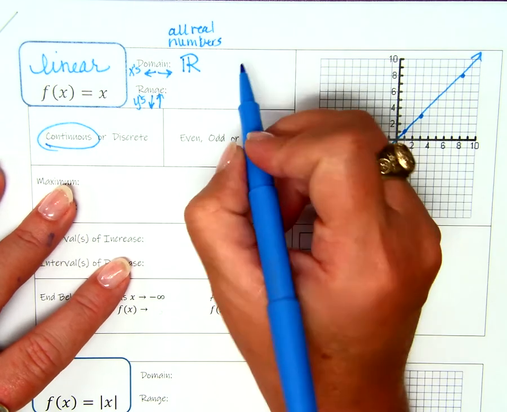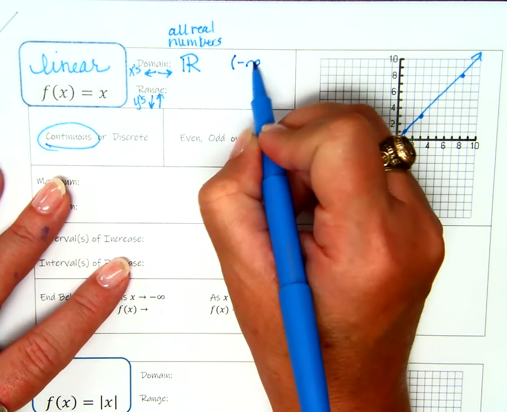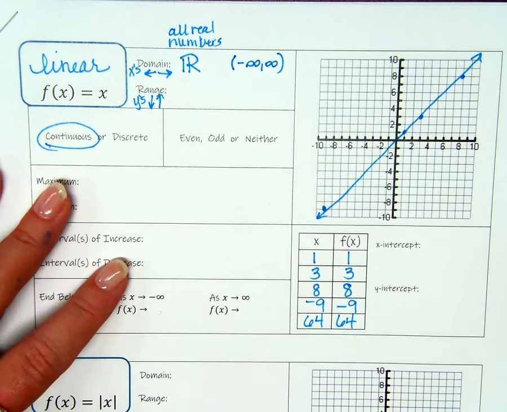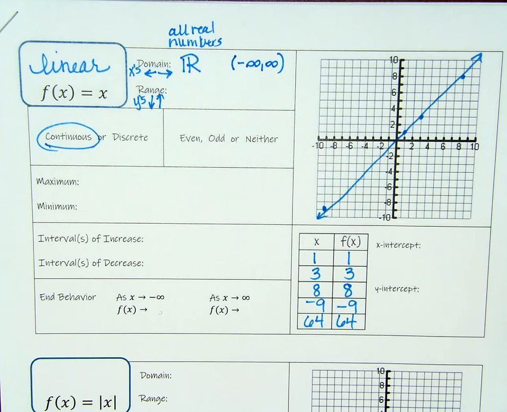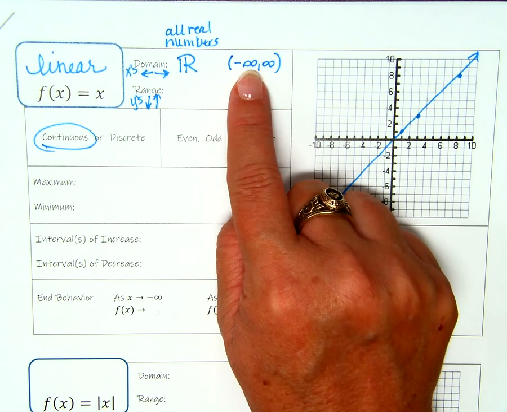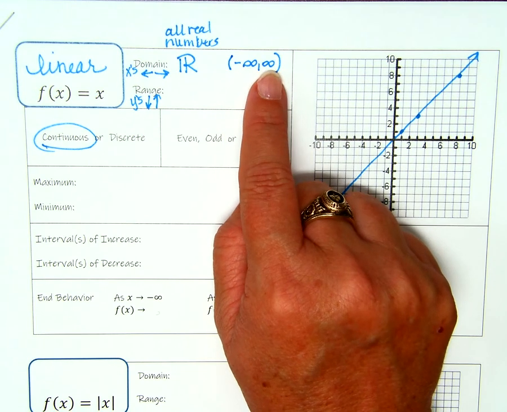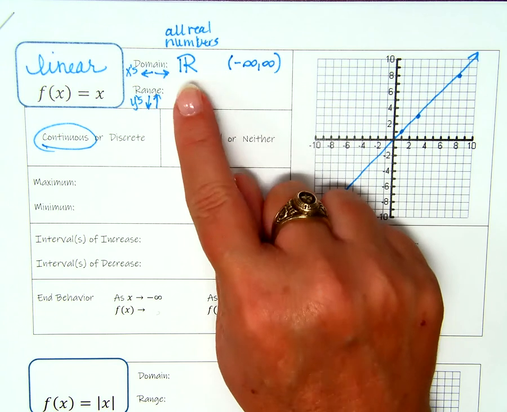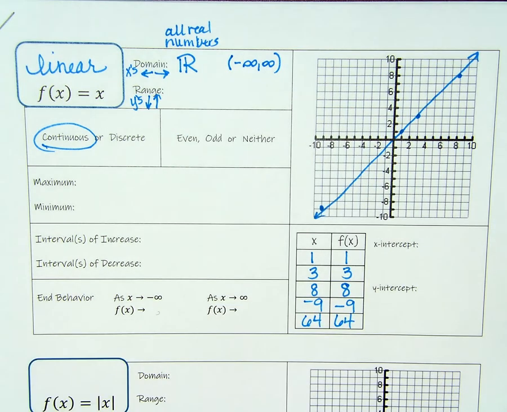Interval notation, though, looks like this. What do you suppose that means? Doesn't that mean all real numbers? All the way to the left, negative infinity, right? And all the way to the right, all the way to positive infinity. Does that make sense that it means the same thing as all real numbers?